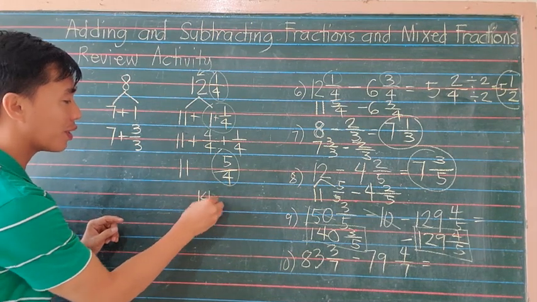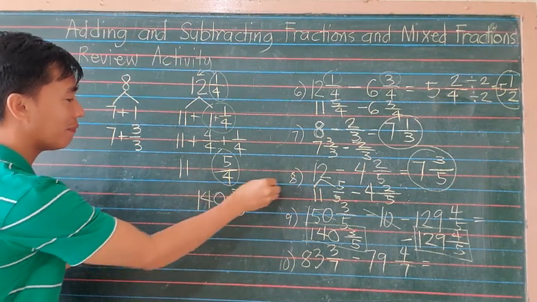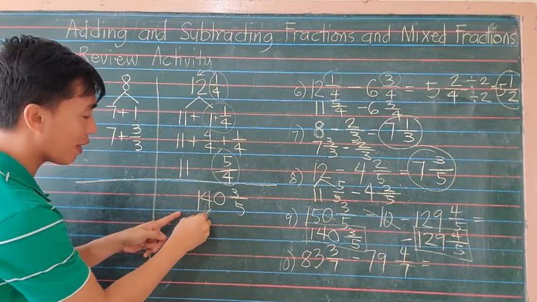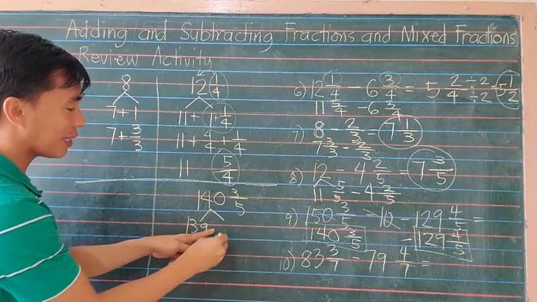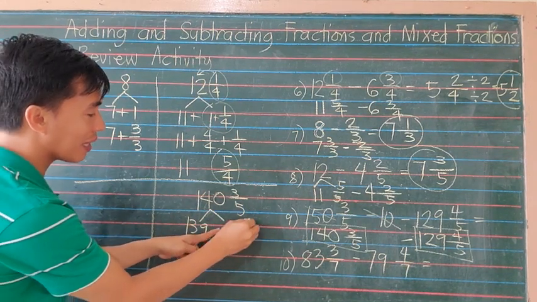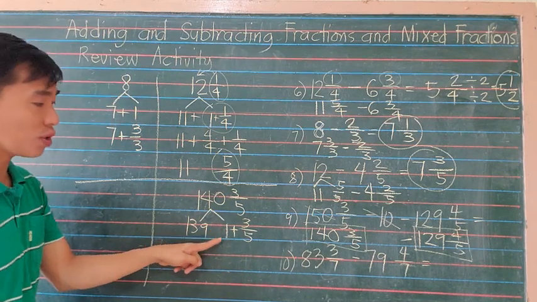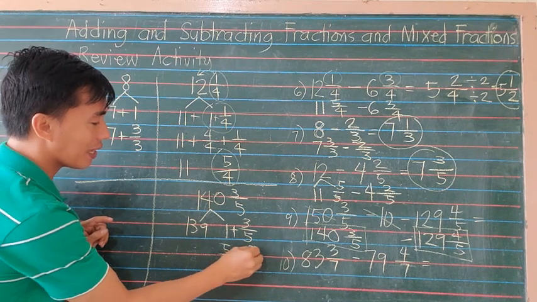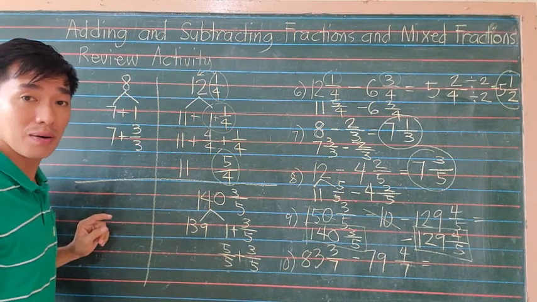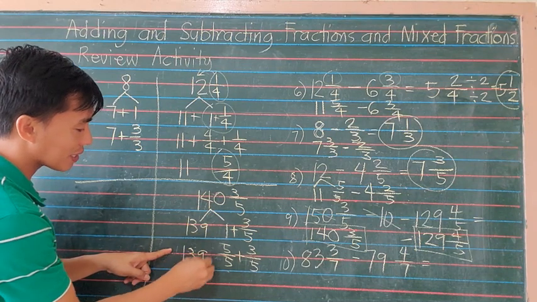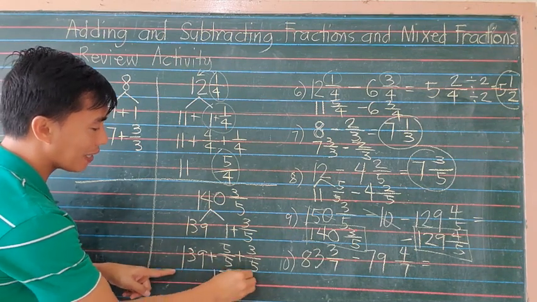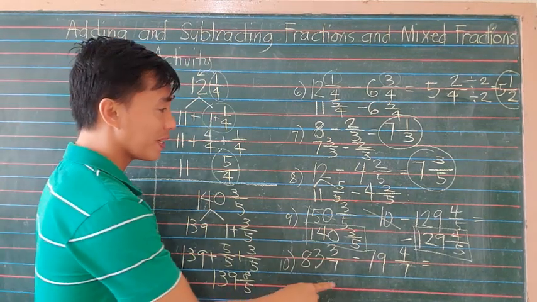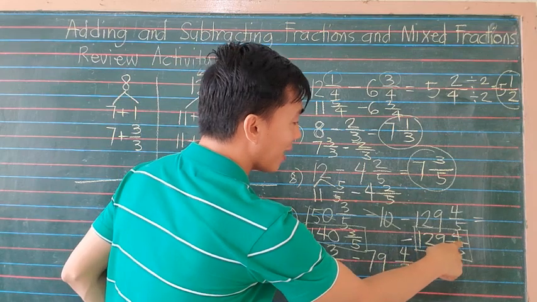So, from 140 and 3/5 na naman, i-borrow natin or hihiram tayo ng 1 sa 140. So, magiging 139 na lang yan. Tapos yung 1, idadagdag natin sa 3/5. So, yung 1 na to, pwede natin gawing 5/5. And you will add it to 3/5 now. So, 139, just copy. So, that's 139 and 8/5. Then we will subtract 129 and 4/5.